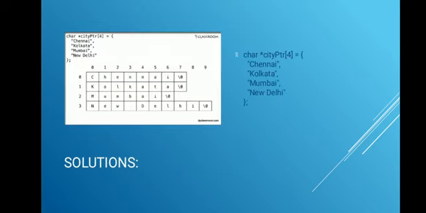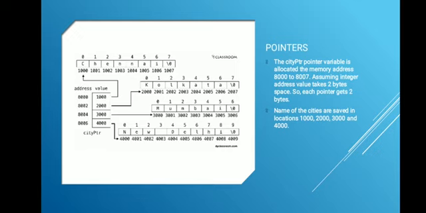Okay, when we see through this, here Chennai's address is 1000, whereas Kolkata's address is 2000, Mumbai's address is 3000, and New Delhi's address is 4000. Whereas the address of the pointer variable starts from 8000 and ends at 8006. The value 1000 of the pointer variable points to the starting memory address of the string, whereas 1000 points to C, 2000 points to K, 3000 points to M, 4000 points to N.